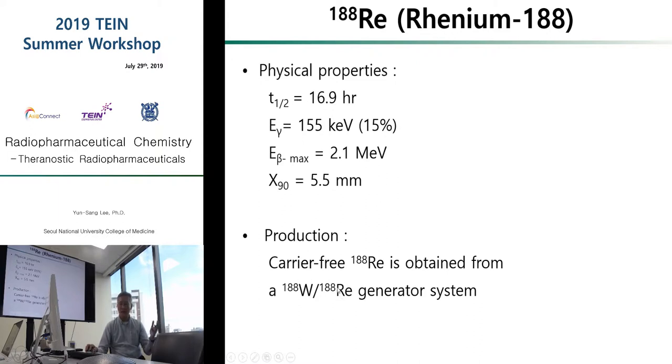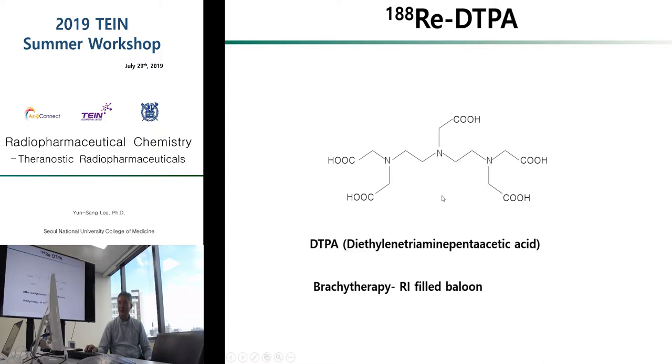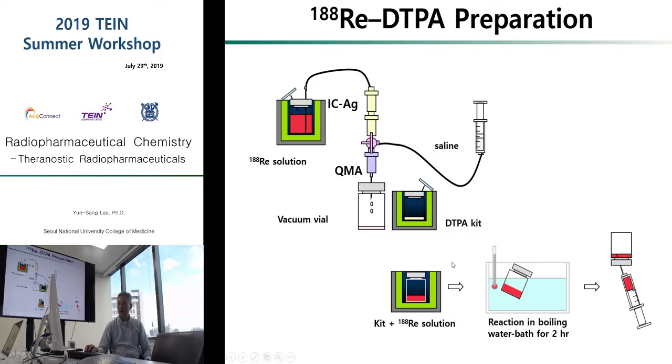As I mentioned, the generator system can provide rhenium-188. First of all, we labeled with DTPA, because DTPA can visualize kidney function. We simply mixed DTPA with the concentrated rhenium solution, and then we can label it with DTPA. After injection of rhenium DTPA, it will go to the kidney and be excreted to the bladder.